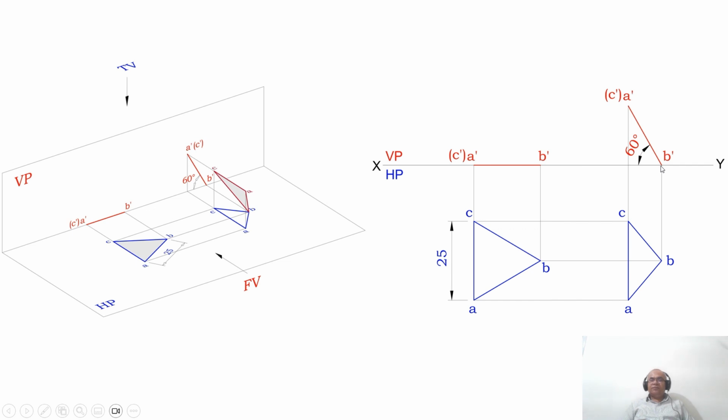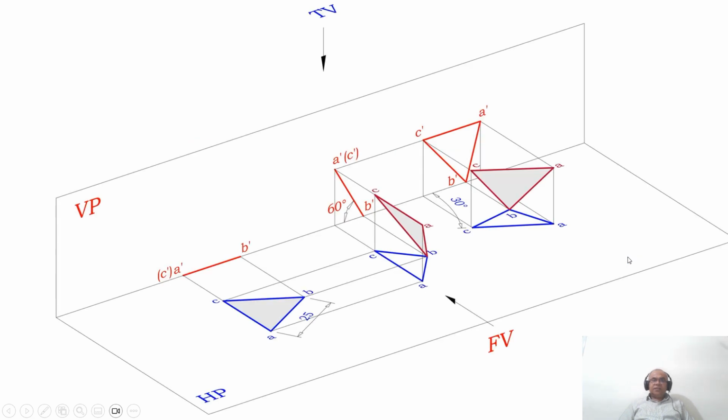So the image is going to be seen in the vertical plane. Whatever image you get in the vertical plane is the front view. Therefore, B dash is the corner, and opposite to this corner is the side. So what happens to this side now? This side is still parallel to HP. Therefore, you are getting the true length in HP.